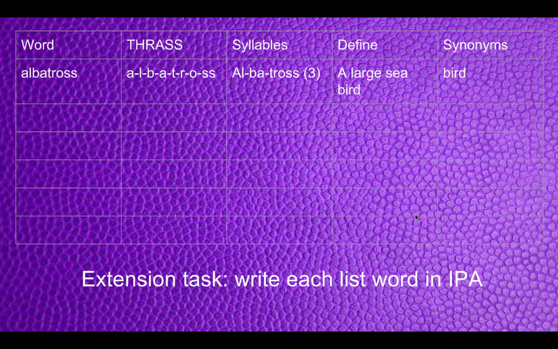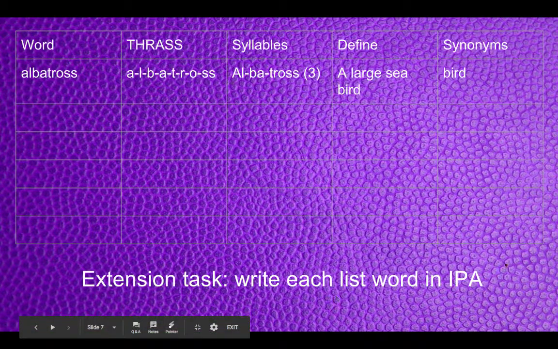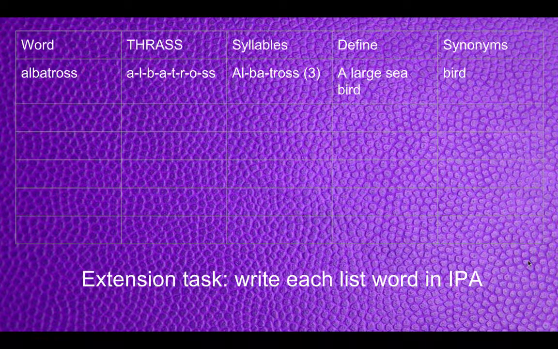Now, if you are super speedy and you can get through that very quickly, I have an extension task down the bottom for you. You might like to research IPA, the International Phonetic Alphabet. You might already know what that is. Fantastic, off you go. If you don't, research what it is, find out and apply the IPA to each of the list words, so each of those 6 words. So you'll have to go back on the video to find those 6 words. See if you can record them in IPA.